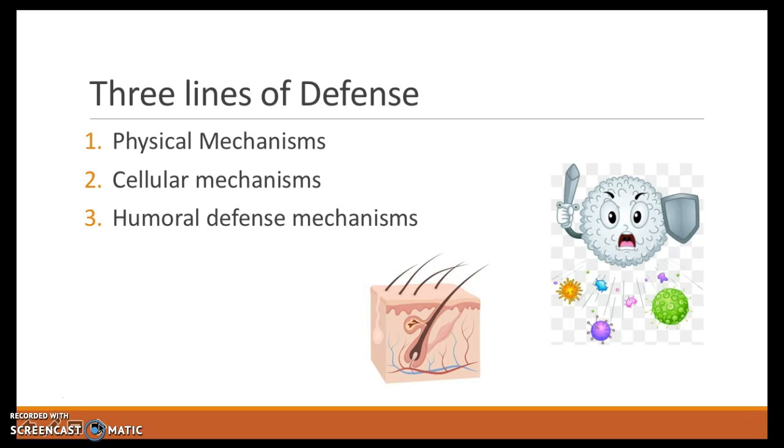Your body has three lines of defense, your first being the physical mechanisms, such as your skin, mucous membranes, saliva, tears, and the hairs in your nostrils. Then you have your cellular mechanisms, which are your defensive cells that attack the suspicious ones, which is the basis for the lymphatic system. Then you have your humoral defense mechanisms, which are antibodies found in body fluids and bind to bacteria, marking them for destruction, which is the basis for the immune system.